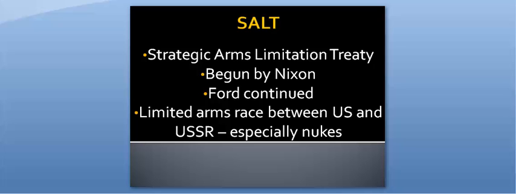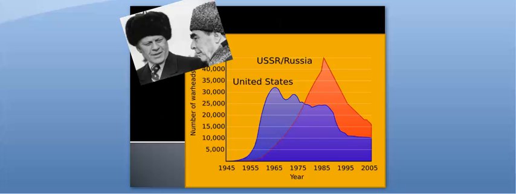Nixon had also begun talks with the Soviet Union to limit the arms race. These talks, which resulted in the Strategic Arms Limitation Treaty, or SALT, were designed to get both the U.S. and the Soviet Union to limit the production of nuclear weapons in particular. So they were limiting weapons. Ford continued the talks that Nixon had started and promoted Nixon's policy of détente with the Soviets. SALT I was signed in 1972 under Nixon, but SALT II was actually signed by Ford in 1975.